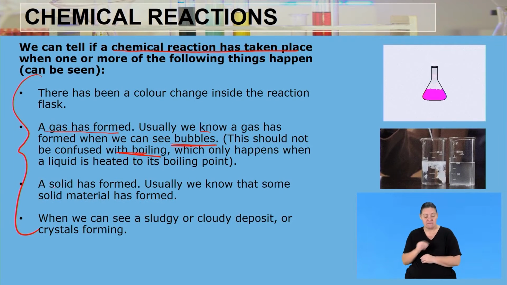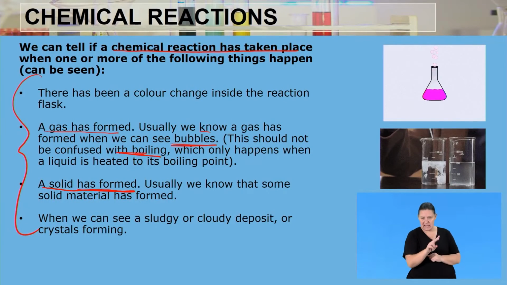Also, when a solid is being formed, when you're mixing two things and you're forming a solid, that solid is called a precipitate. So when a precipitate is being formed, we can say that the chemical reaction has taken place. And also lastly, when we see a sludgy or a cloudy deposit on the reaction flask, we can then say that a chemical reaction has taken place.